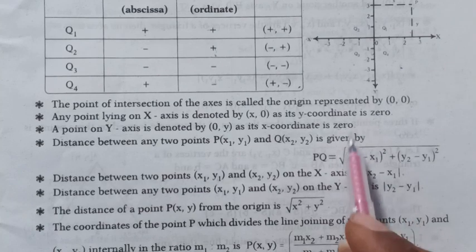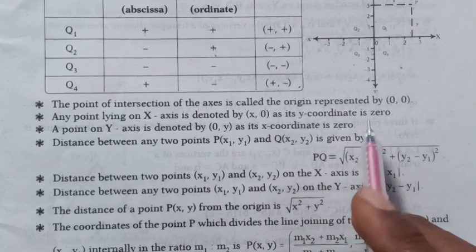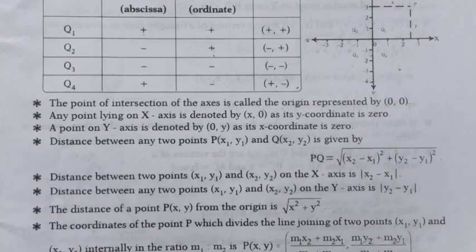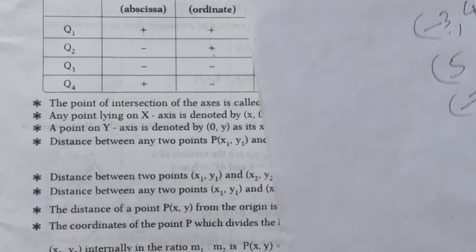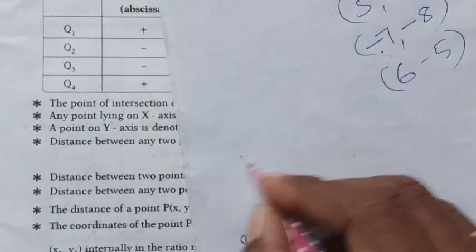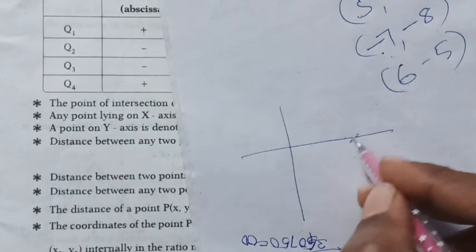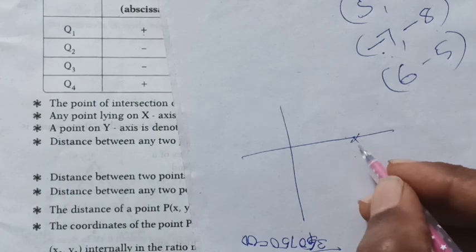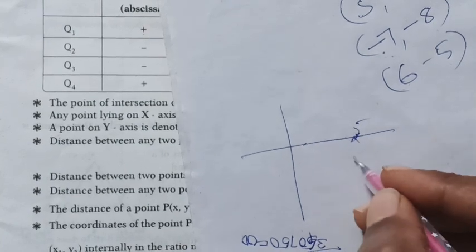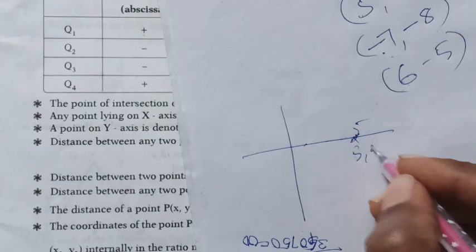For example, I want to ask you a question. Tell me any number on the x-axis. Any number on the x-axis means what? This is the x-axis. Any point, for example, here, this is 5: 1, 2, 3, 4, 5. We should write 5 comma 0.